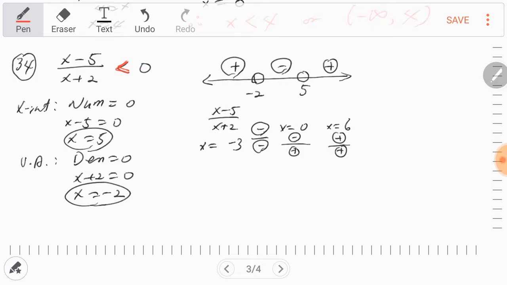So the negative part. So if x is between negative 2 and 5, the expression is negative, right? So that's the solution. Do we include negative 2? No, never ever, because negative 2 is the vertical asymptote. How about 5? In this case, no, because there's no equal sign here. So the solution is x is between negative 2 and 5, or you can write it as negative 2 to 5. Endpoints are not included.